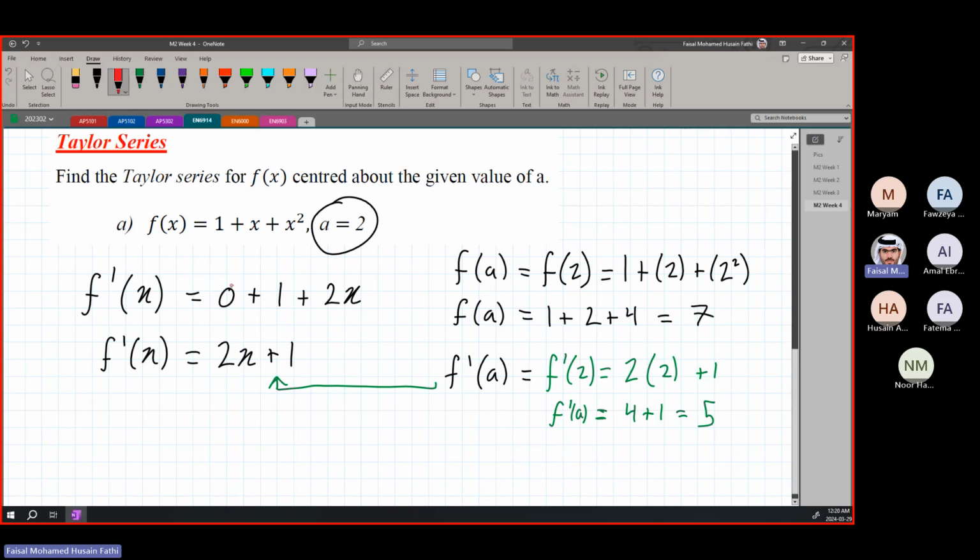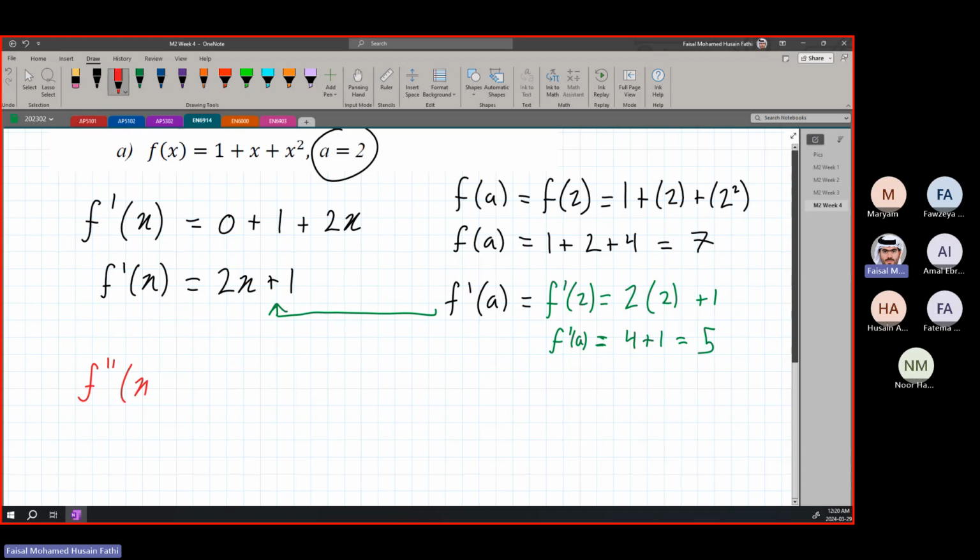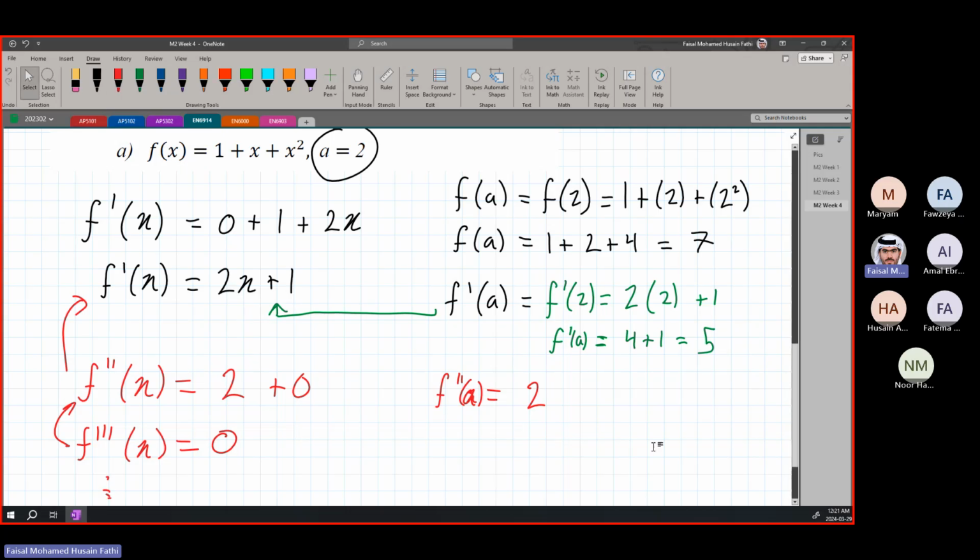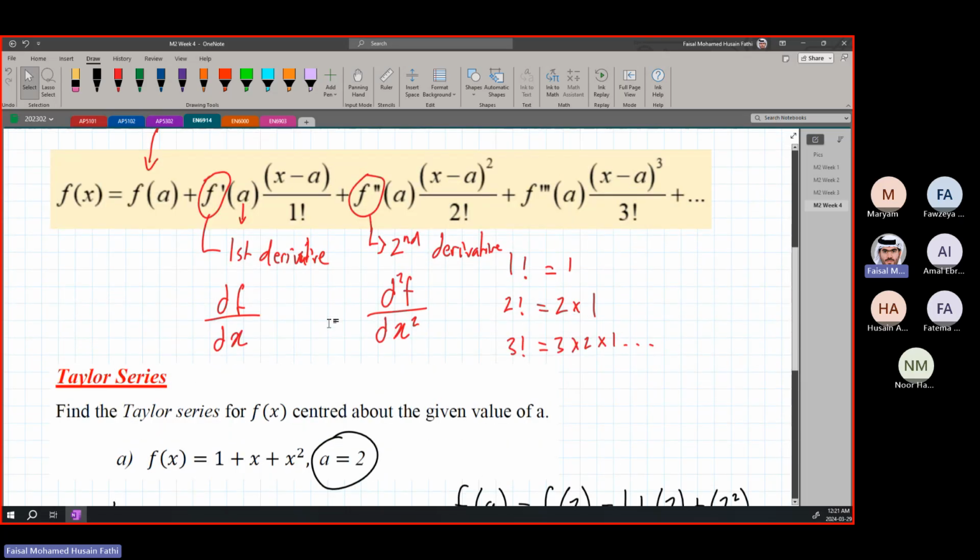Let's differentiate again. So let's go for f double prime of x. The second derivative, we are going to differentiate this equation. So 2x plus 1, the differentiation of it is just 2, or 2 plus 0, to be more specific. So f double prime is a constant. No matter what the value of x is, f double prime of a is going to also be equal to the same value. And then if we differentiate again, f triple prime of x, we are just differentiating this constant, it is going to be equal to 0, and it will always be equal to 0. So we only have f, and then we have the first derivative and second derivative, and that's it. That's the whole solution. So now we apply this equation.